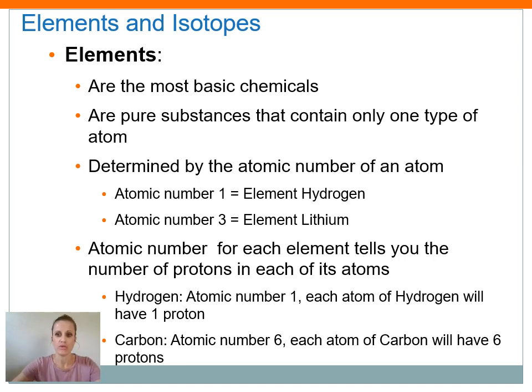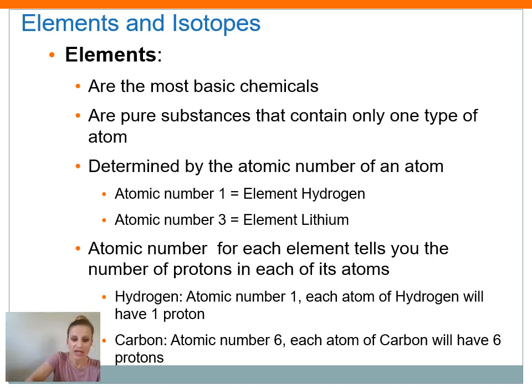Here underneath that, you see that the element lithium is atomic number 3. So you would have a square that has Li. At the top, it has a 3. I'm not sure what the weight of lithium is. So the atomic number tells us something about that element. The atomic number tells you the number of protons that every atom of that element has.